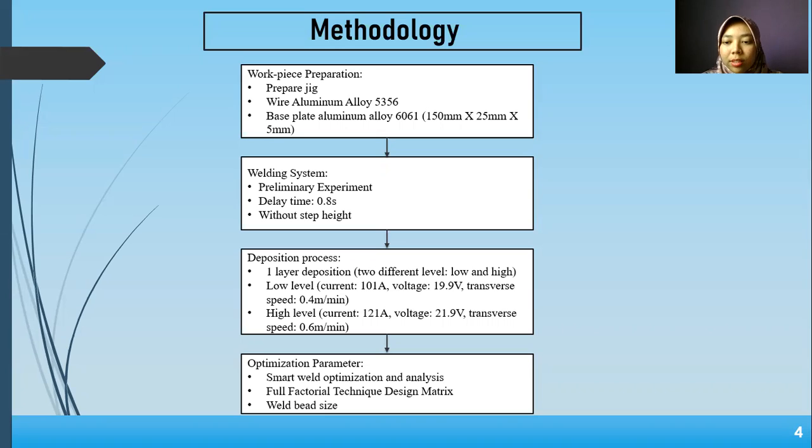And the last one is optimization of parameters. By using SmartWeld simulation, set up the input variables to get the response data. Then the data will be analyzed by the full factorial technique design matrix. The weld bead dimension was analyzed using the data collected in the full factorial, where the output variables are maximum width and maximum depth of penetration.